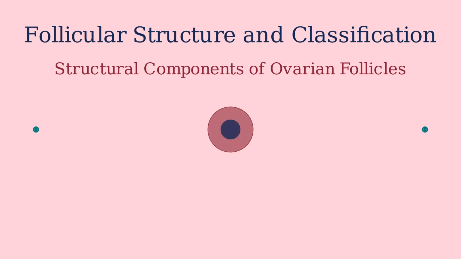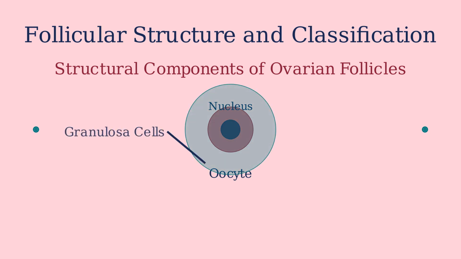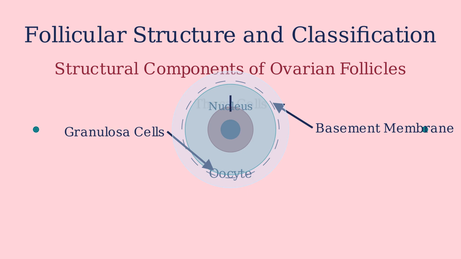At the center of each follicle is the oocyte, containing a nucleus with genetic material. Surrounding the oocyte are granulosa cells, which provide nutrients and developmental signals. The basement membrane separates the granulosa cells from the outer theca cells. The outermost layer consists of theca cells, which produce hormones essential for follicle development.